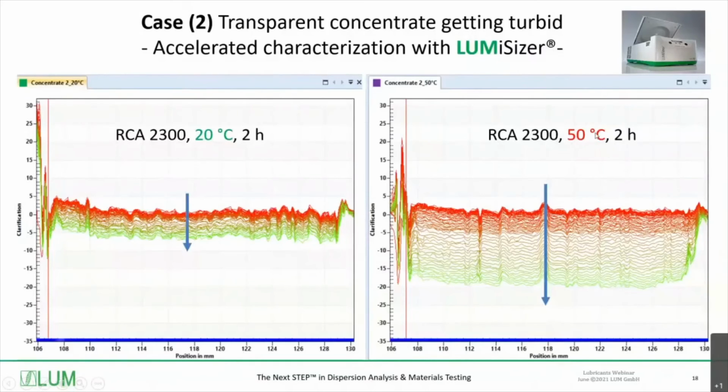If you compare that to what's happening at 50, here you have a real temperature influence on the evolution of this profile with the time. This concentrate is getting even more turbid. You have plus 20% in optical density.